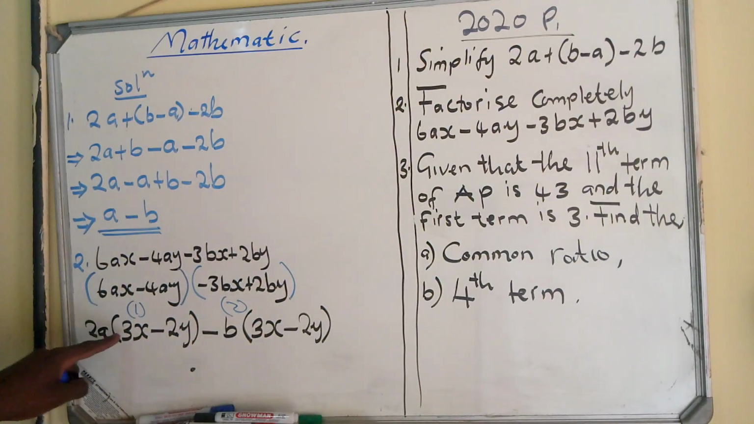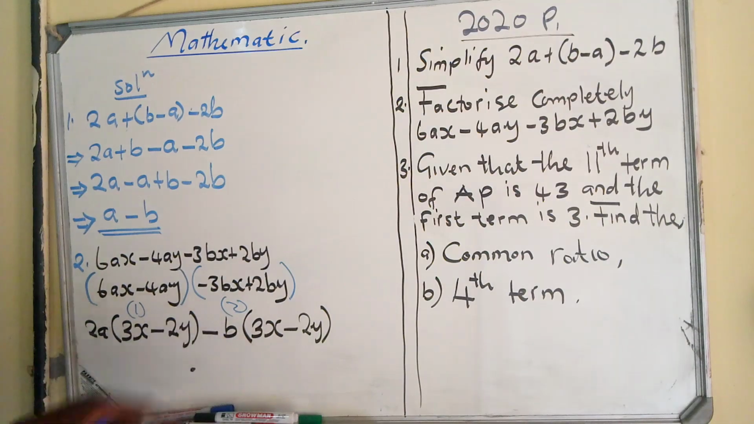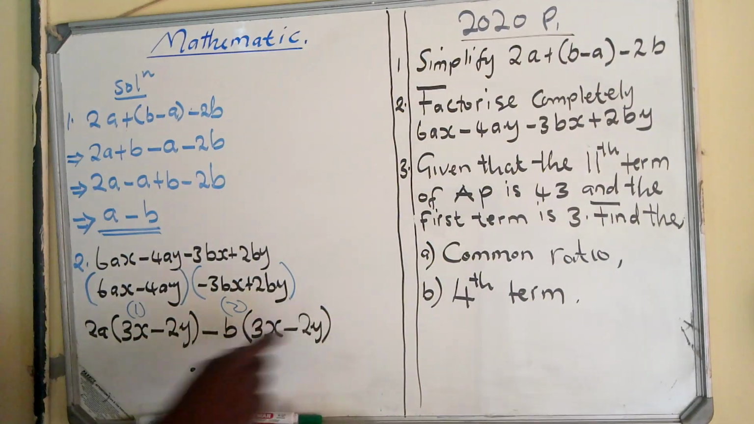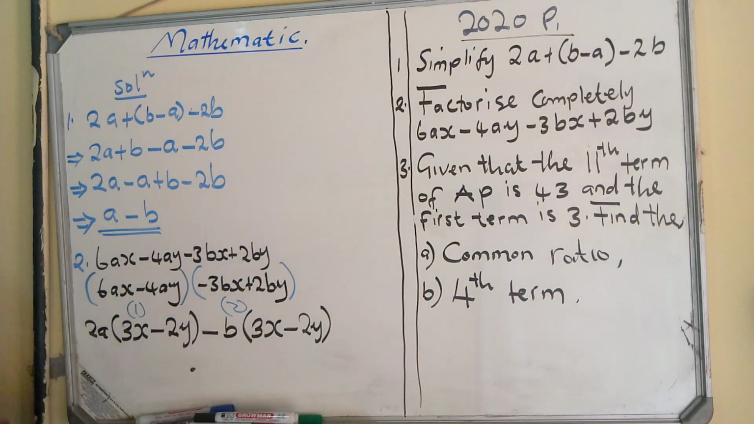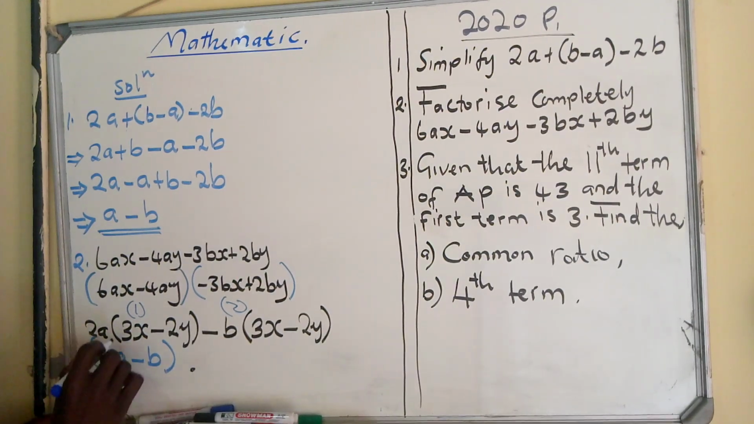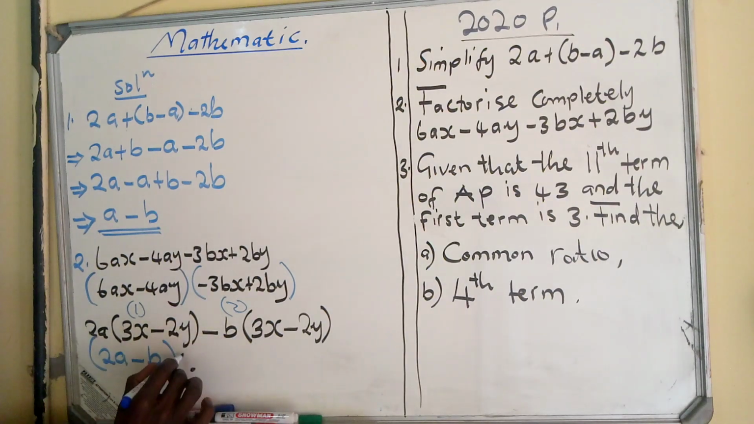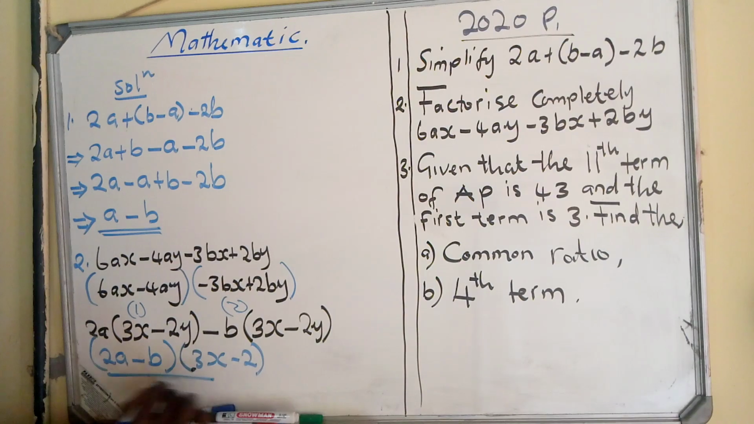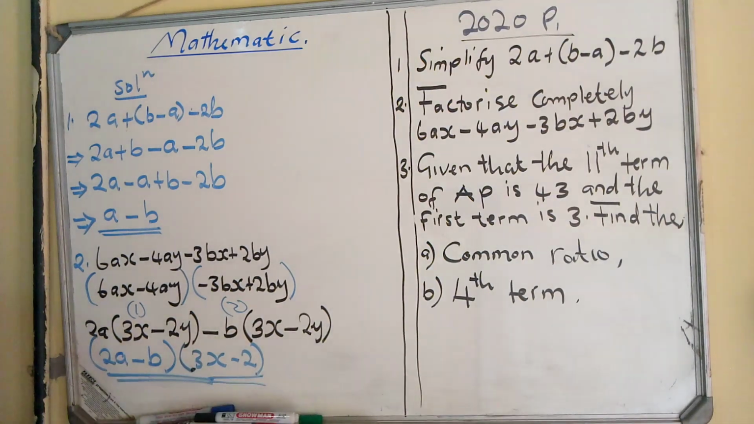So now when you look at these two brackets that we have, you discover that they are just the same. We've got 3x minus 2y, 3x minus 2y. So what you do here is you pick these which are not in the brackets, these numbers which are outside, which is 2a minus b. You put them in bracket, and then you pick one of these, which is 3x minus 2y. So like that, you have answered and you have scored the other 2 marks.